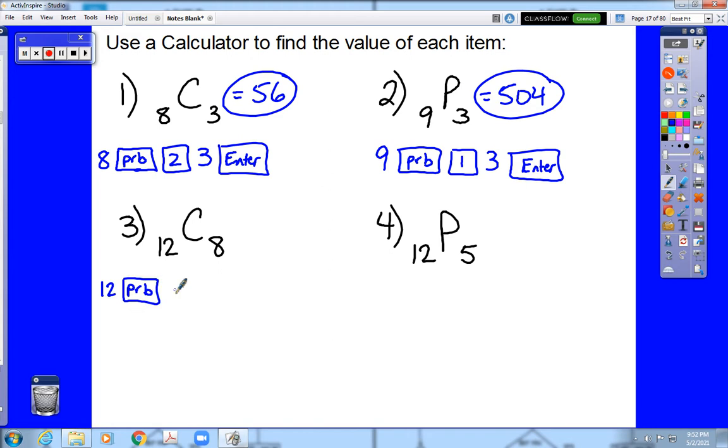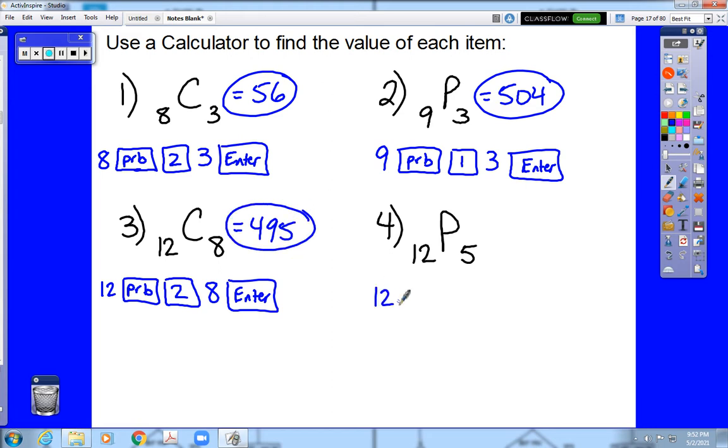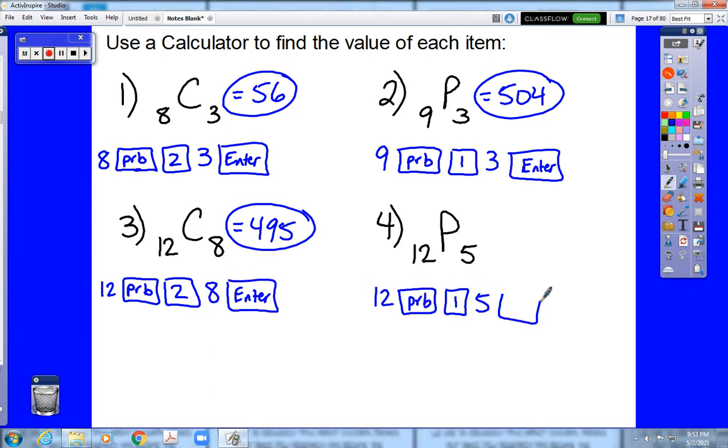So the next one, 12, PRB, it is a combination, so we choose option 2, 8, and then enter. So 12 choose 8 is 495. And finally, we type in 12, we hit the PRB button, select option 1 for a permutation, 5, and then enter. So 12 permute 5 is a pretty big number, 95,040.